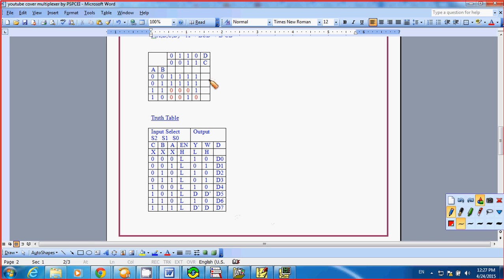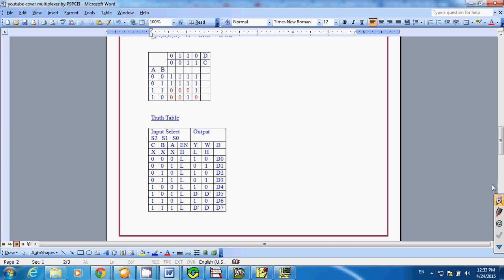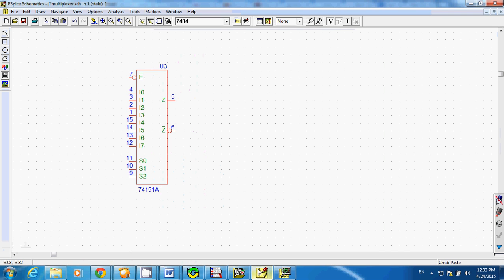So for W, as I told you before, it's just a Y complement. You have 1 for Y, you have W to be 0. You have D for Y, you have D complement for W. Okay, this is how to do the design. The next step is, let's go to PSPICE.